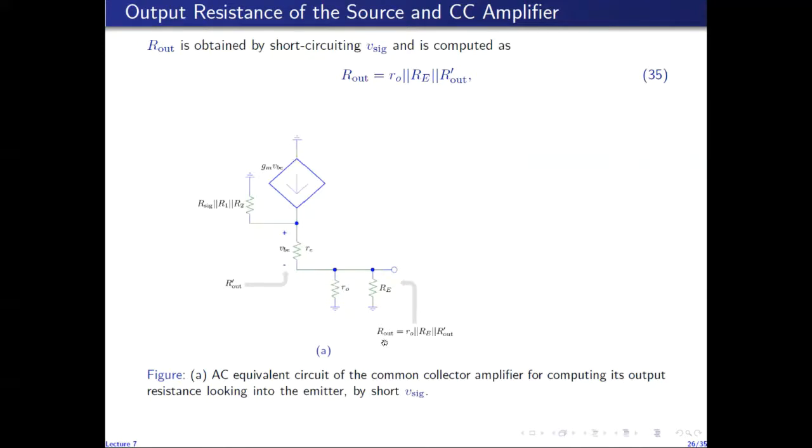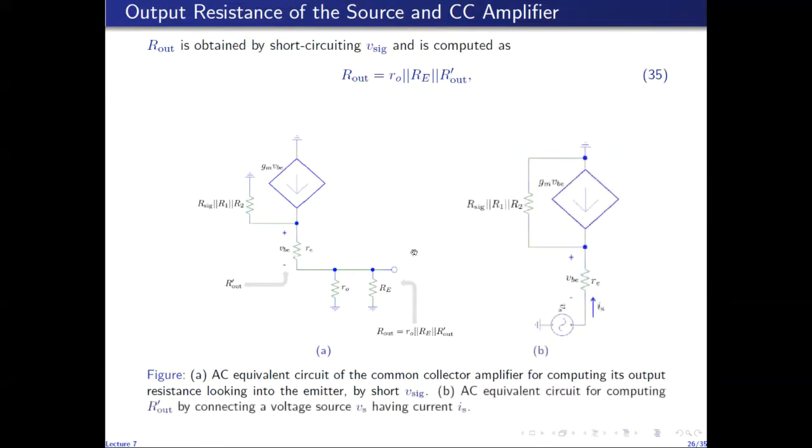So all we need to do in order to find Rout is to find Rout prime, which is the resistance seen between emitter and ground looking into this side of the circuit. This resistance is found by exciting this node with a voltage source and measuring its current Is. So the ratio of Vs to Is. Is is the current drawn by this circuit.